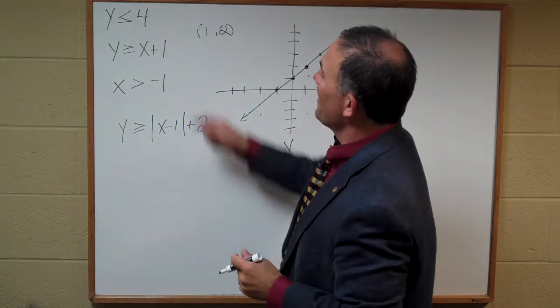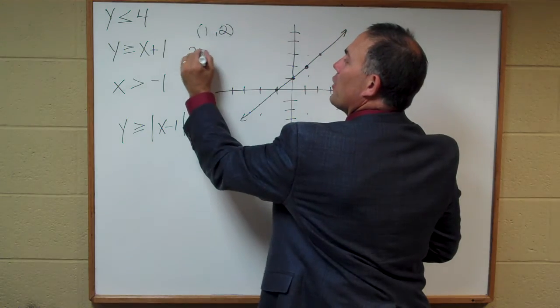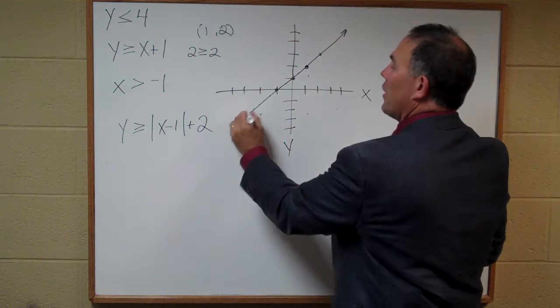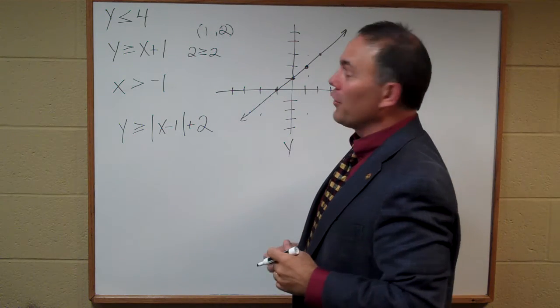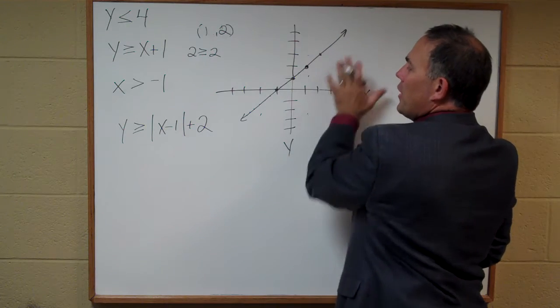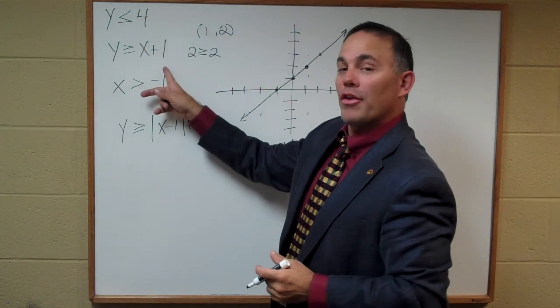Okay, so for instance, we'll plug a 1 in here for x, plug a 2 in there for y, and you get 2 is greater than or equal to 2, which is a true statement. So every point along this line will be a solution. So anyway, now here we go. We've got a region above the line and a region below the line. Again, we're looking for all the points that are going to satisfy this inequality right here.